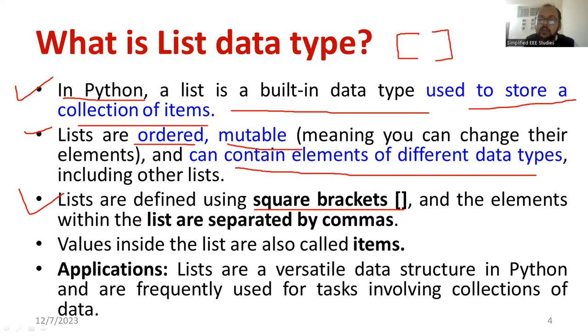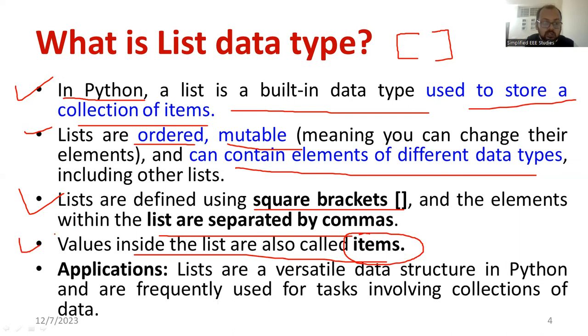So how to separate the items? Of course, the items are separated by a single comma. You need to put single commas and you can separate the items. The values inside the list are known as items. One of the important objective questions: the elements which are present inside the list are known as items.